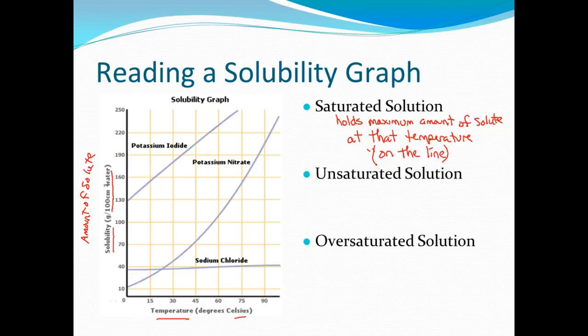So for instance, if I look at 45 degrees and I go up here to the potassium nitrate line, that spot right there, that means if I go across, 71 grams of potassium nitrate can dissolve in a solution at 45 degrees. That's how I read that one. That would be a saturated solution. The solution can't hold any more.